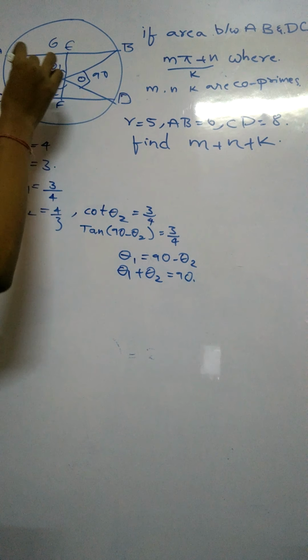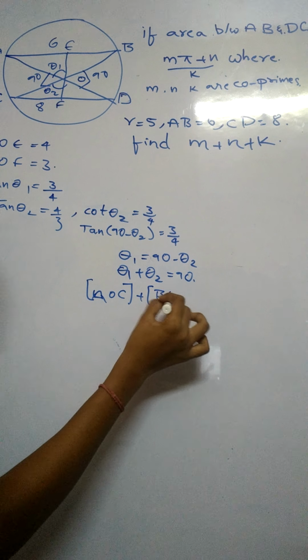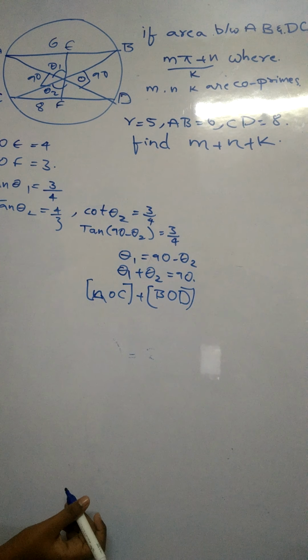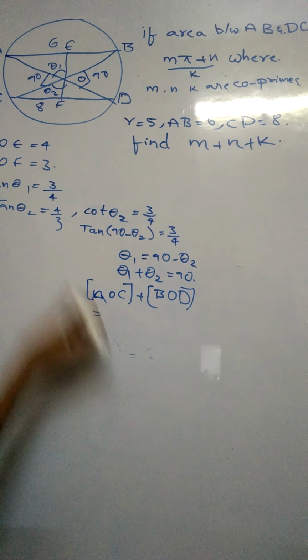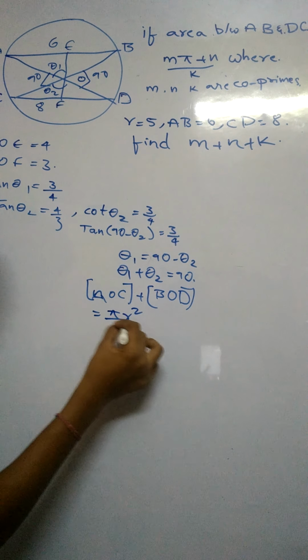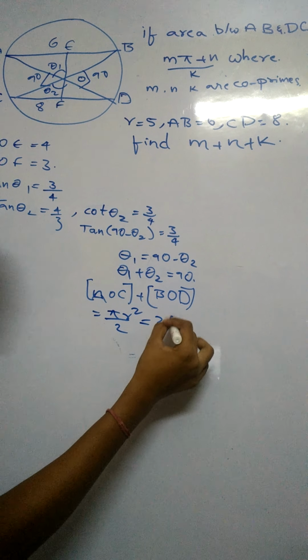Now we will add area of AOC plus area of BOD. This will become area of semicircle. Why? Because this is perpendicular, this is perpendicular. If we take out these two and join, it will become a semicircle. Then the area of this semicircle is pi r square by 2. Then it will become 25 pi by 2.